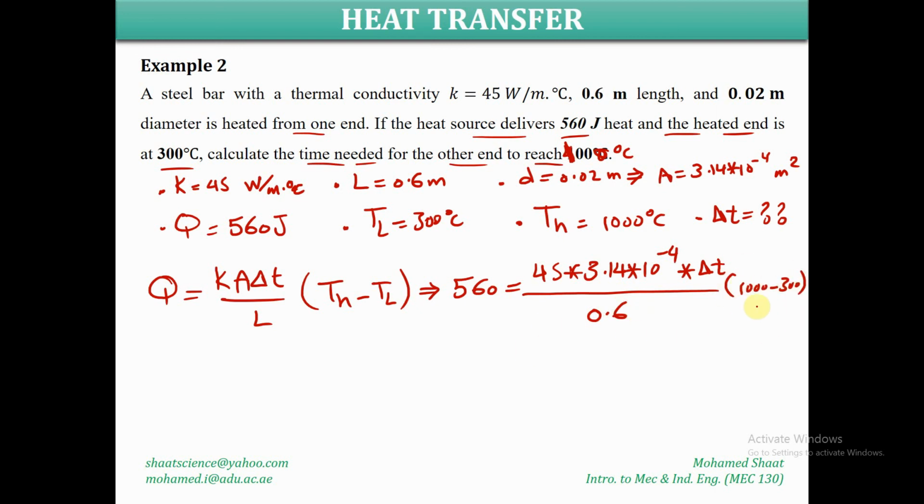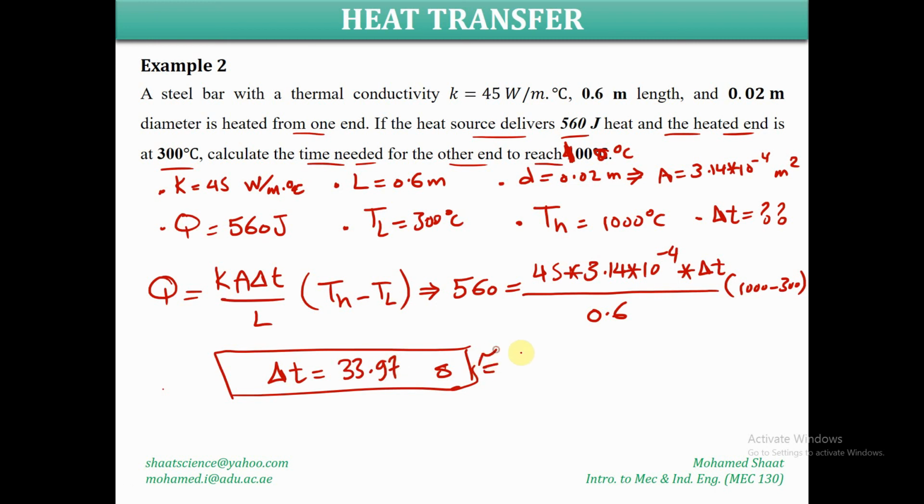Then you end up with one equation and only one unknown, which is delta T, the time needed for heating. You just calculate it, and it should be in seconds. This is going to give the time at 33.97, which is around 34 seconds. It means that for the other end to be heated to 1000 degrees Celsius, we need a time of 34 seconds. This could be kind of confusing, so let's understand the concept.